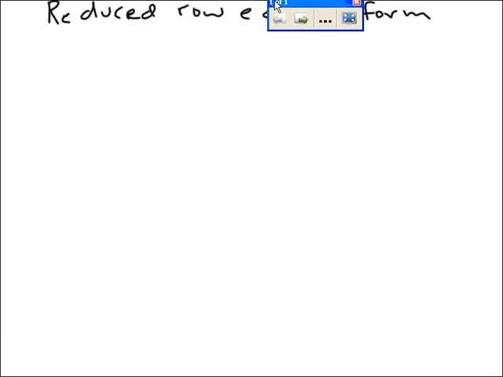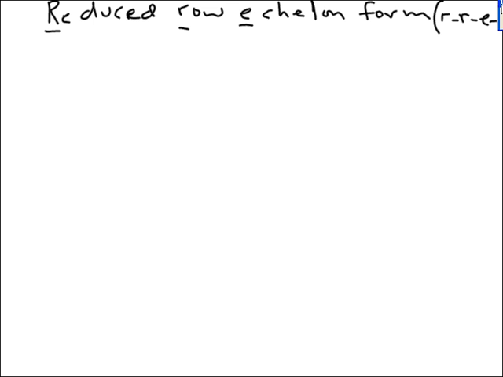In this new section, we're going to talk about reduced row echelon form. From now on, I'm going to write that as RREF. Reduced row echelon form, RREF. What is this? Well, it's a special form that you get the matrix in, and it will be row equivalent to the initial matrix.